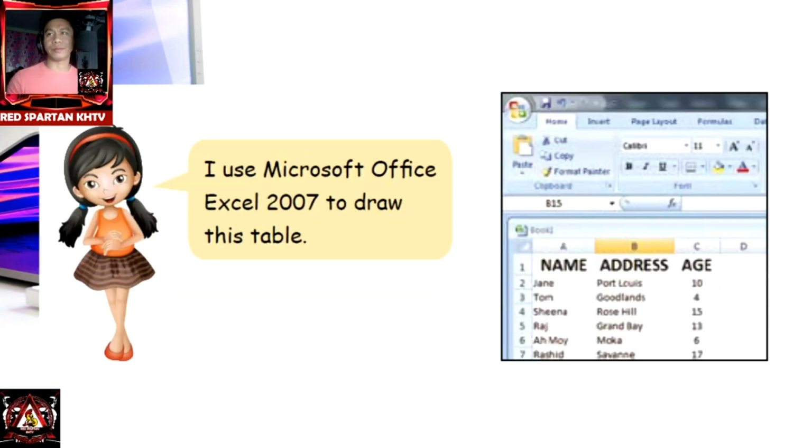Okay? So we will use Microsoft Office Excel 2007 to draw this table. As you see, we have the table there that has some information. We have some names and addresses and age. Okay, different ages.